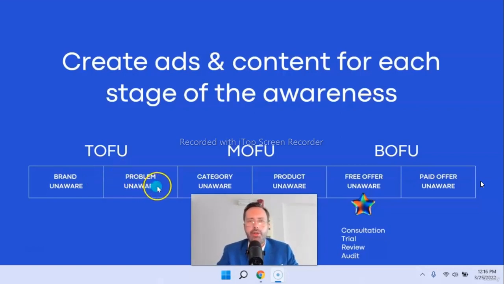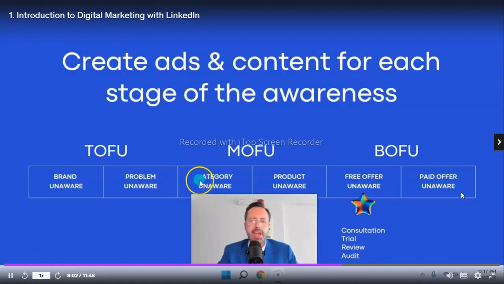Now, we have another category of people at the top of the funnel that aren't really aware of the problem that you solve, or they're not convinced that whatever problem you solve is a priority. It's something they should really put at the top of their priority list and act on now. So next, as we move into the middle of the funnel, we have people that are category unaware.